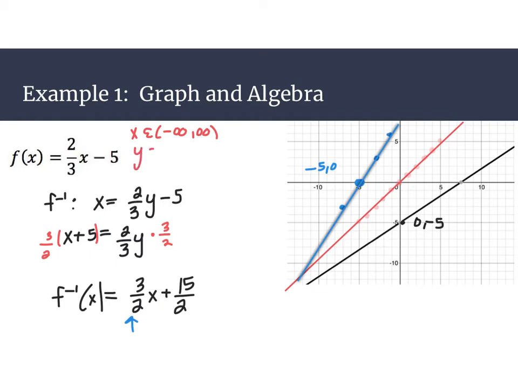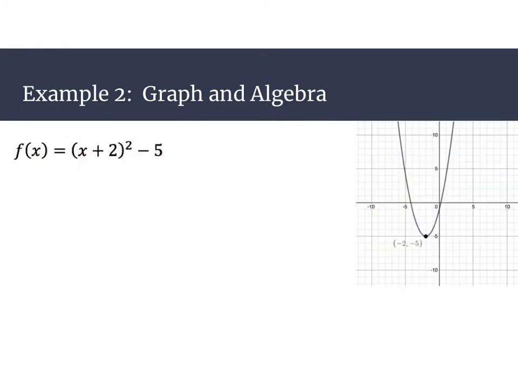And the range of this function was all real numbers. So when I find the inverse, it still should have the same domain and range. Again, remember the domain and range are flipping. Let's go through a second example.